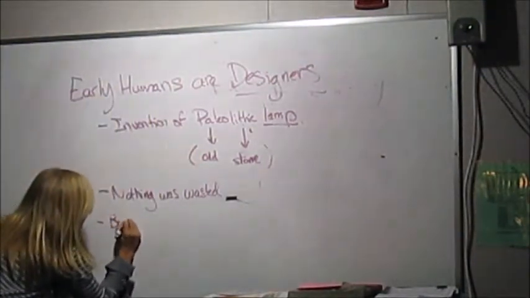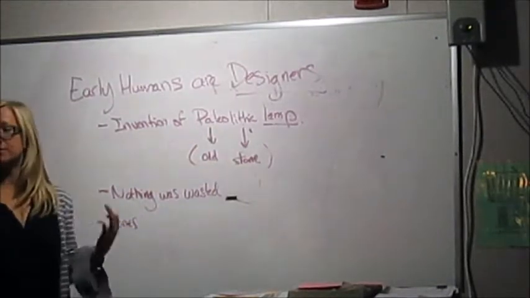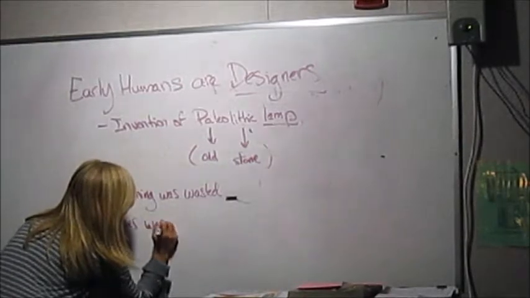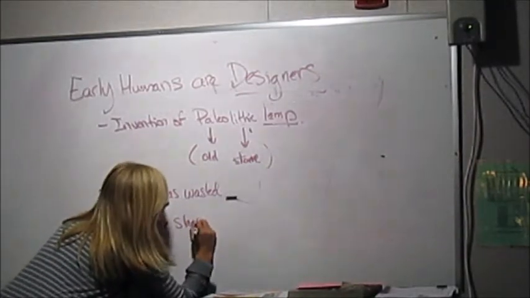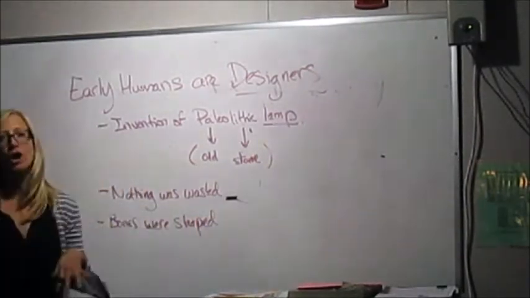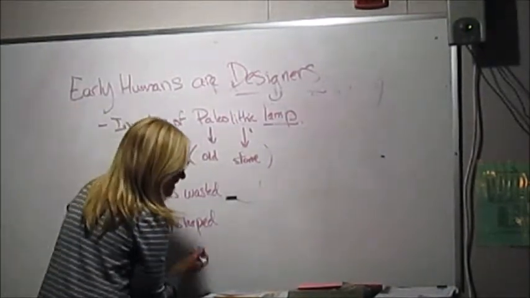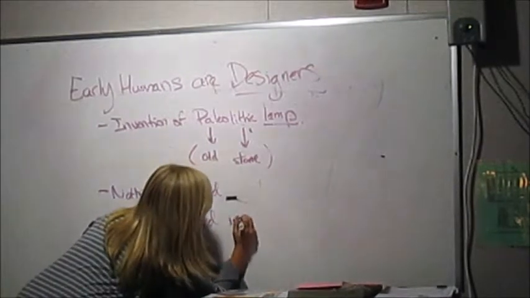Bones from the kill, right? Because we were meat eaters. Bones were shaped for our general purposes here. Shaped, carved, banged, shaped. Bones were shaped into tools.